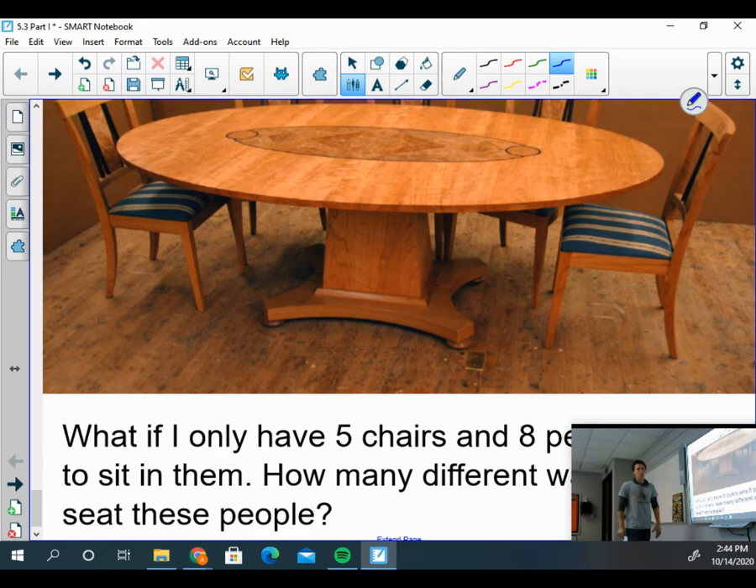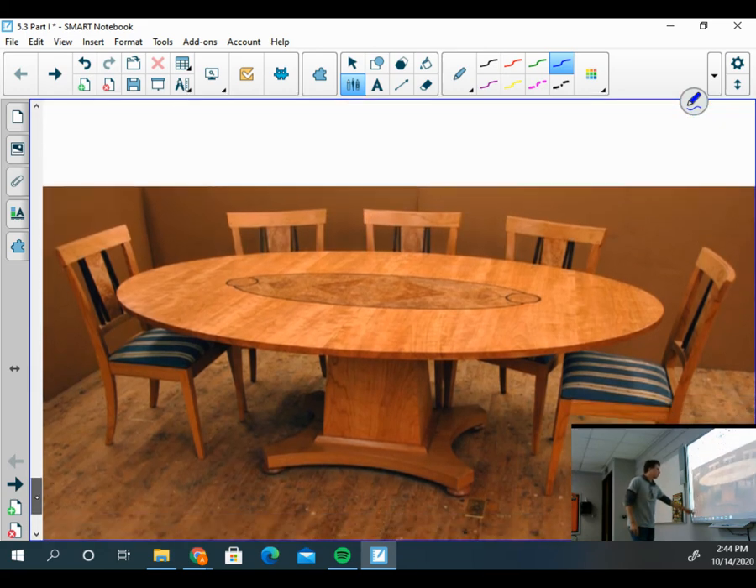What happens though if I have a dinner party and I have 8 people coming over, but I only have 5 chairs at the table? Well, how many different options are there to seat these people? 8 people, but only 5 chairs. So 3 are kind of standing around. How does this change things?